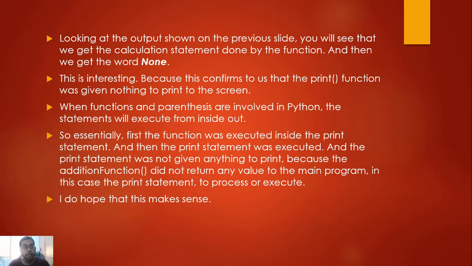When functions and parentheses are involved in Python, the statements will execute from inside out. So essentially, first the function was executed inside the print statement and then the print statement was executed. And the print statement was not given anything to print because the addition function did not return any value to the main program, in this case the print statement, to process or execute. I do hope that this makes sense.